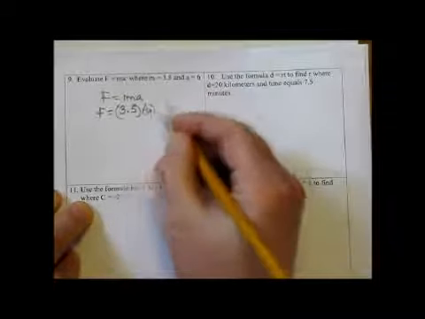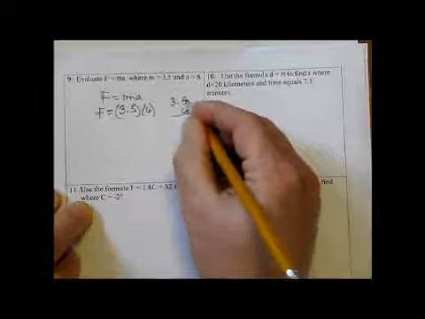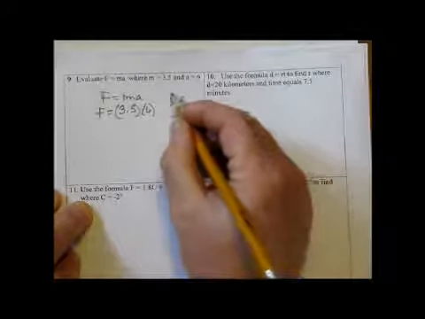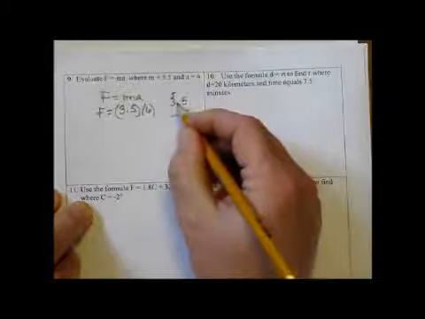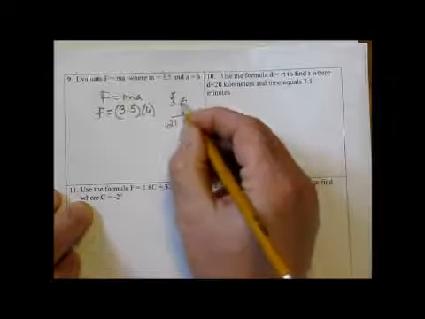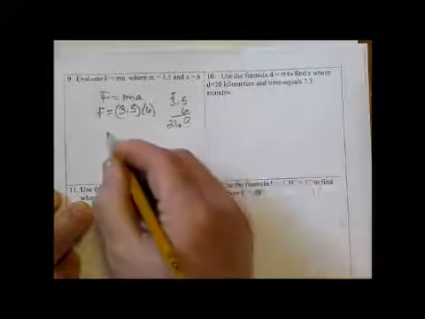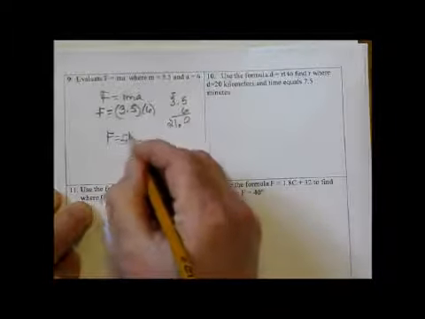So I go 3.5 times 6. 6 times 5 is 30, carry the 3. 6 times 3 is 18, plus 3 is 21. One place to the right of the decimal here, so I go over here one place, and I get 21. So I get F is equal to 21.